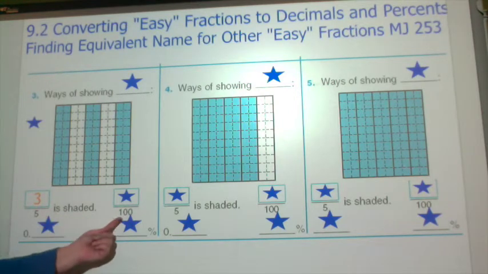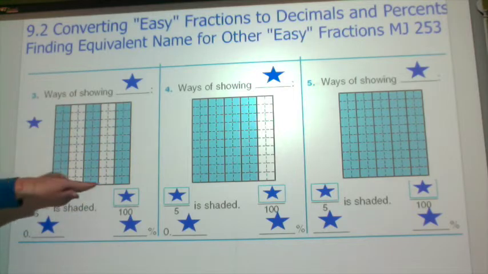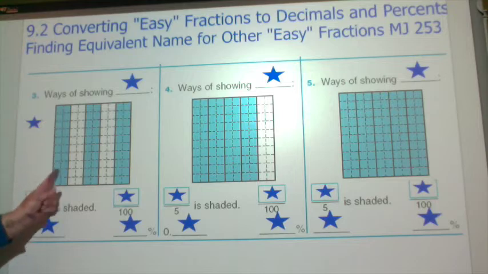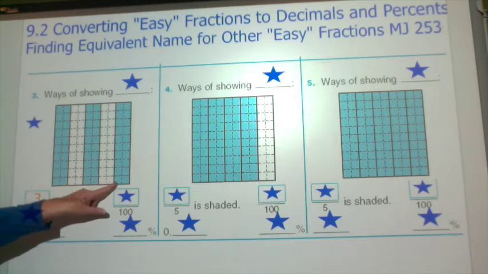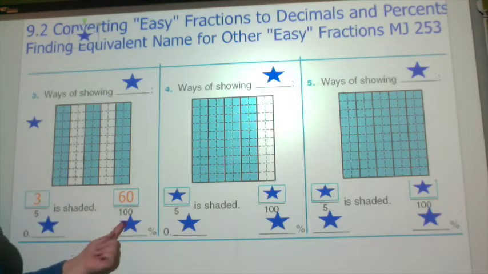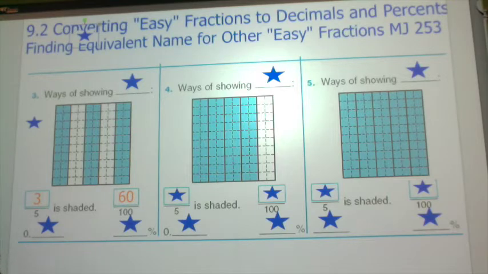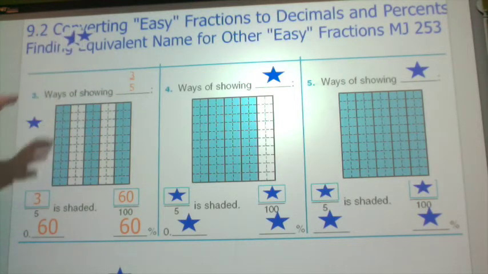If I want to convert that to hundredths, which is pretty easy, because I know that this whole entire grid is worth 100. I know each one of these columns is worth 10. So I have 10, 20, 30, 40, 50, 60. I have 60 out of 100. We know that if we have 100 on the bottom, that's our percent and our decimal. So super easy. 0.60, 60%. And we are showing 3/5.